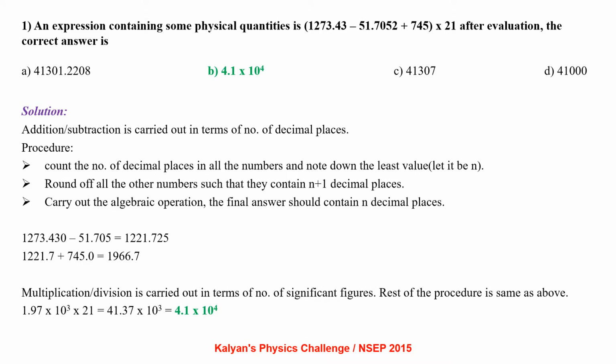Rest of the procedure is same as the above. So it is 1.97 into 10 power 3 into 21 equal to 41.37 into 10 power 3, that is 4.1 into 10 power 4.